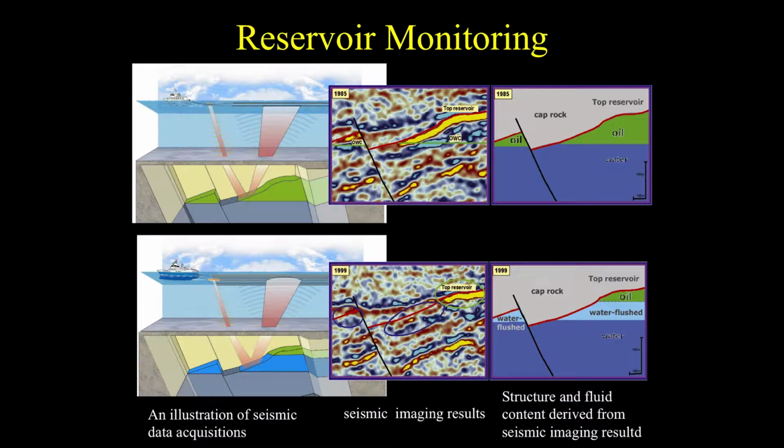Structure and fluid content are shown in the cross-sectional models on the right. On the left of the fault, we can see that almost all oil accumulation has been drained by 1999, whereas much oil is still to be recovered from the main accumulation on the right of the fault.